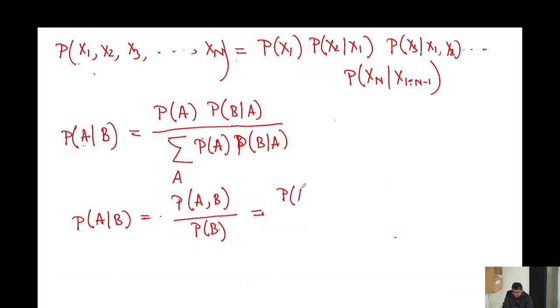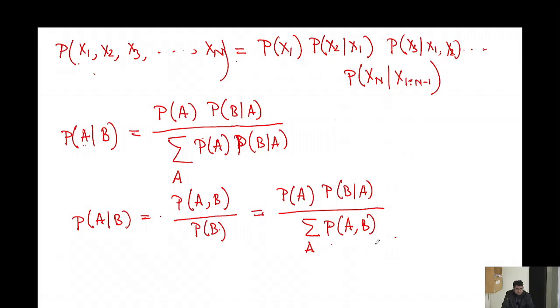So probability of A, probability of B given A, divided by probability of B. From the sum law, what is probability of B? Sum over A of probability of A comma B. Everyone agrees? That is the sum law. Now inside that A comma B, you again decompose as I have done in that numerator. You get the Bayes law. You get the exact thing.